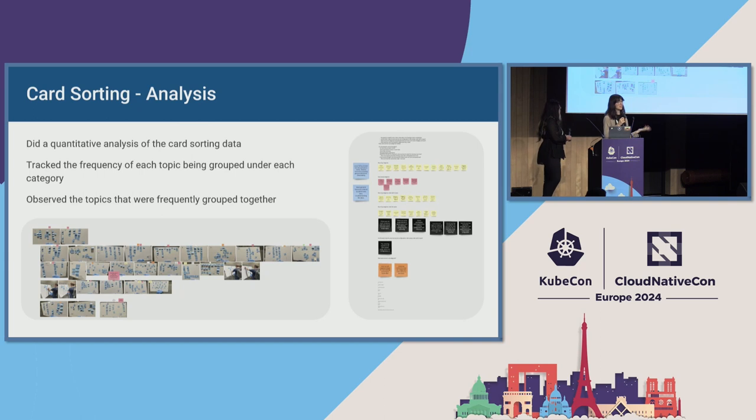So how do you analyze card sorting? We took more of a quantitative approach to the card sorting data. We were trying to look at the frequency of, let's say, administrator topics and how much it was used to categorize other groups, and what topics were frequently grouped together. This is just a bit of what the analysis looked like in the images.